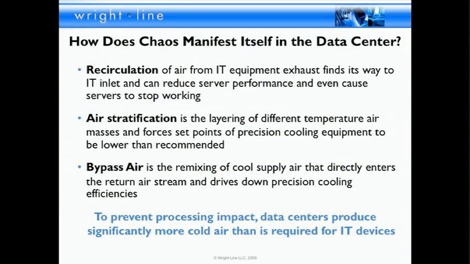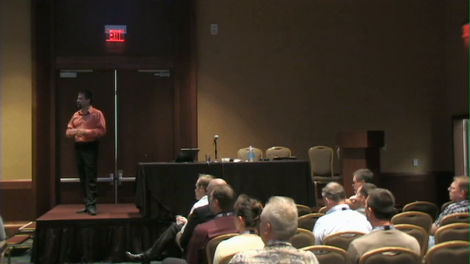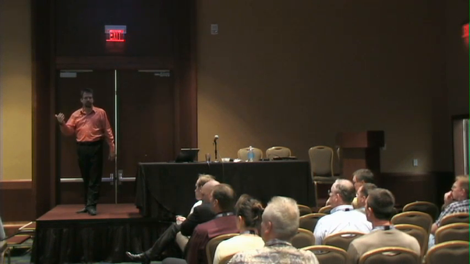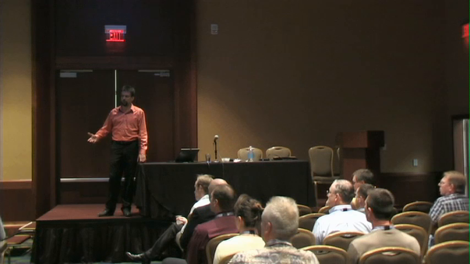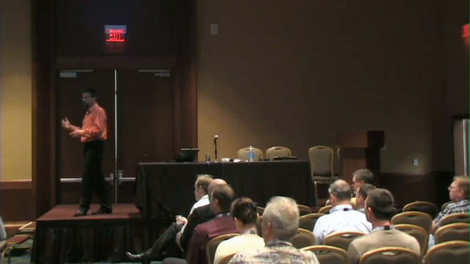First, I thought it'd be good to talk about how does it actually manifest itself in the data center? What are those bad behaviors that are actually happening? Now, we see it as recirculation, air stratification, and bypass air. Simply, the recirculation of air is air from a piece of IT equipment that's already been exhausted, somehow makes it back to the inlet of another piece of IT equipment. Maybe the same one, maybe a different one, but obviously recirculates that air. And as you have a temperature rise through your IT equipment, getting exhaust air back into the inlet obviously can be bad because it just multiplies on itself.